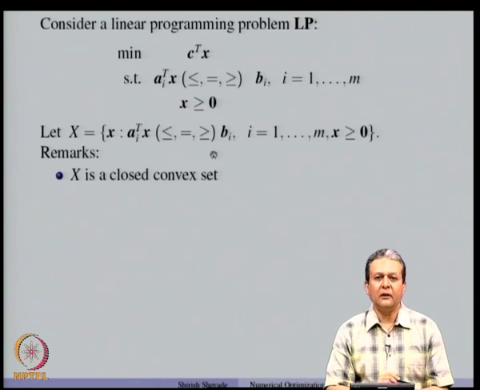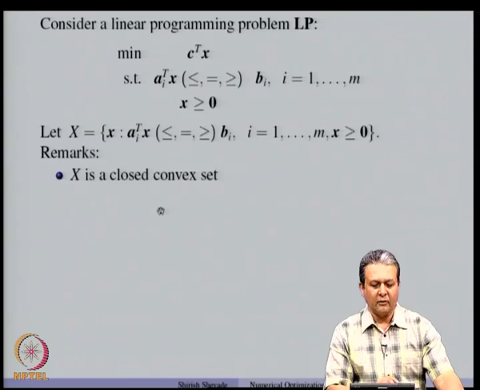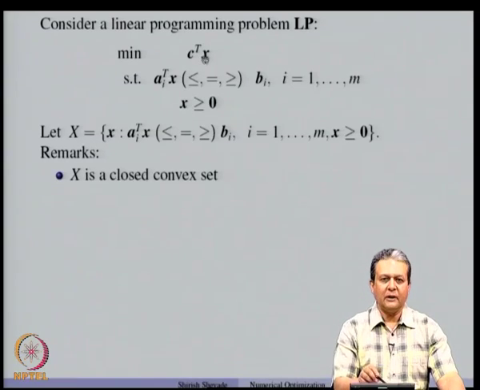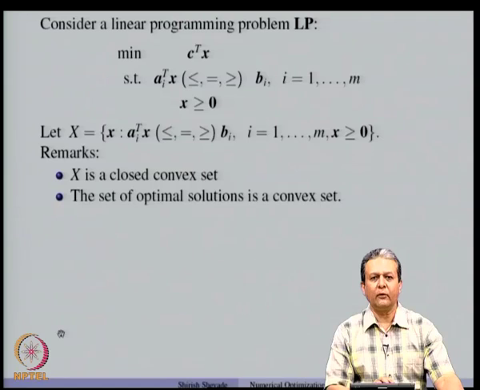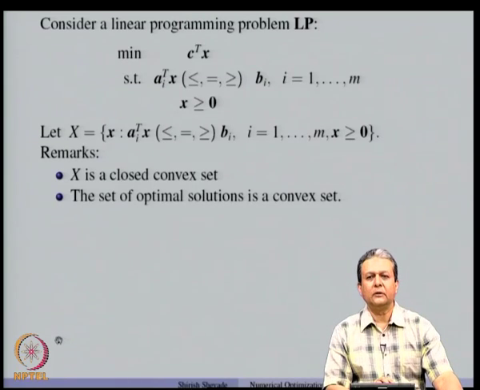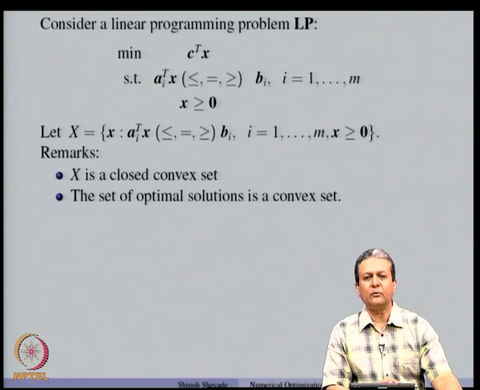So, here each constraint set is also closed, and therefore, the intersection of closed convex sets is a closed convex set. Now, the objective function is also a convex function, and therefore, we have a convex programming problem. So, every linear program is a convex programming problem, and as we have already shown, the set of optimal solutions of a convex programming problem is a convex set.